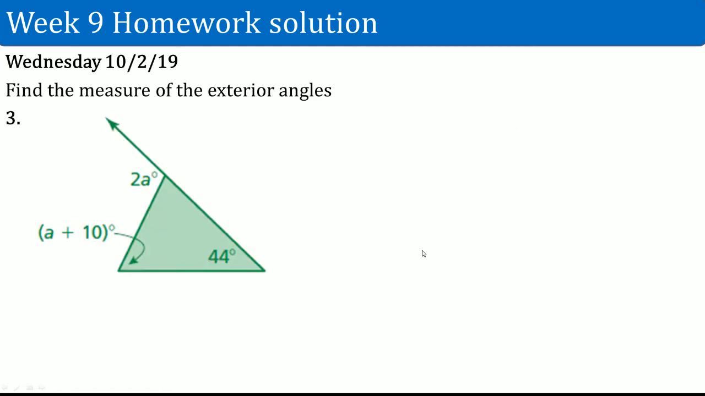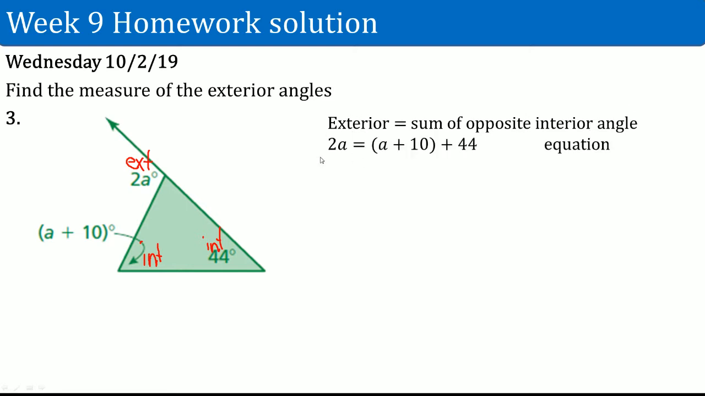3. Again, here you're going to find the measurement of the exterior angle. So let's make sure you can label it. This is your exterior, the 2A. This is on your inside, so this is your first interior, and this is also on the inside. This is your second interior. So the exterior is equal to the sum of the opposite interiors. 2A, that's your exterior. Your first interior is A plus 10. Your second interior is 44.